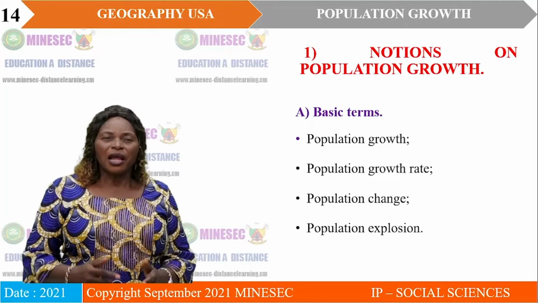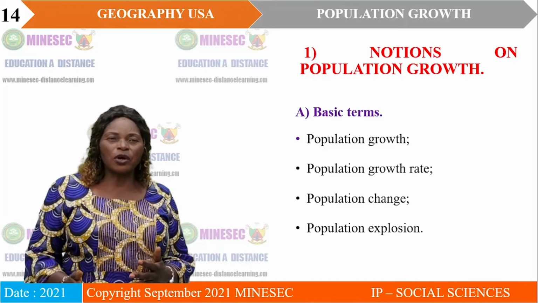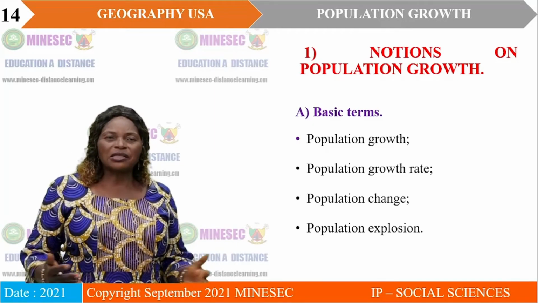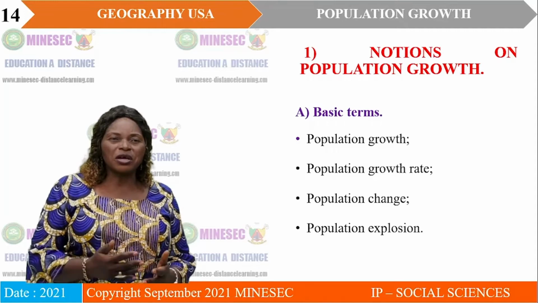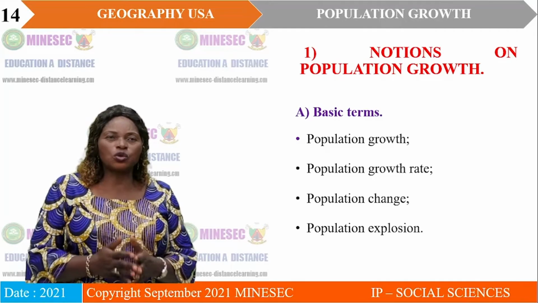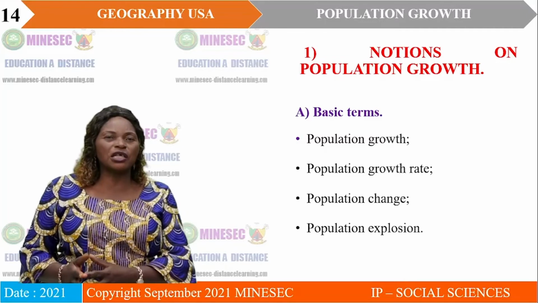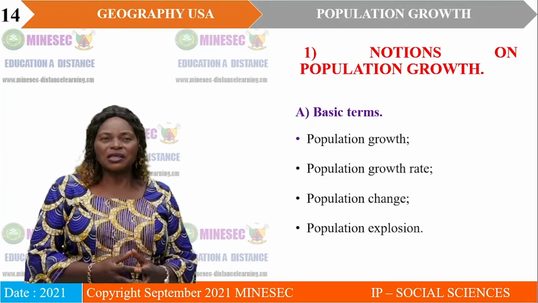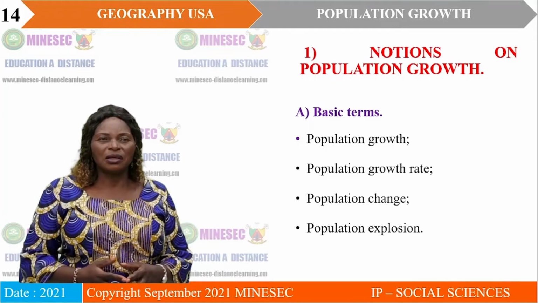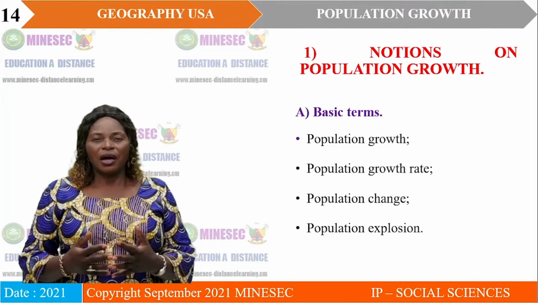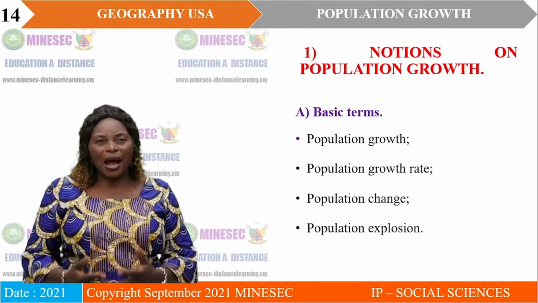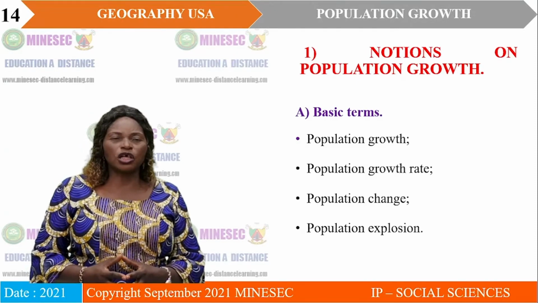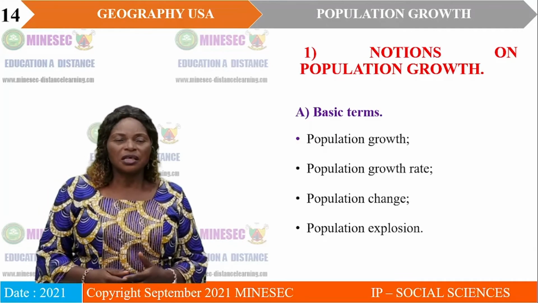Where there is a positive natural change, in other words, births are more than deaths, and also there is a positive net migration, in other words, immigration is more than emigration, these two will interact to give a positive change in population. On the other hand, where there is a natural decrease in population and a negative migration balance, there's going to be a negative change in population. In other words, population will tend to reduce.